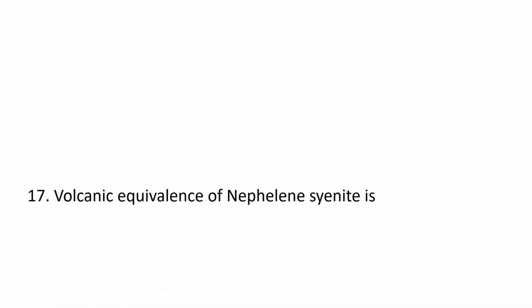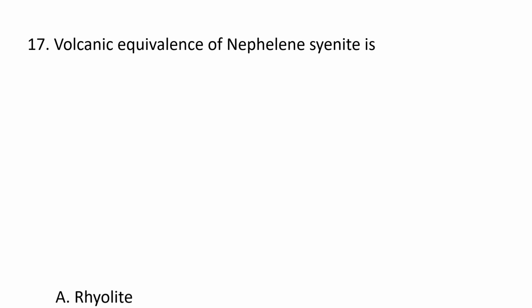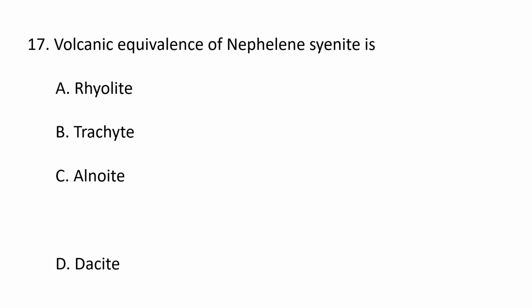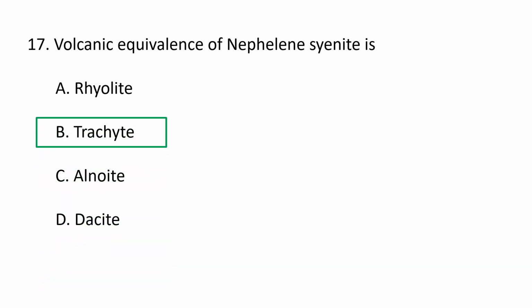Next question. Volcanic equivalent of nepheline syenite is A. Rhyolite, B. Trachyte, C. Alnoite, and D. Dacite. So volcanic equivalent of nepheline syenite is known as trachyte. Trachyte is an extrusive igneous rock and it is composed mostly of alkali feldspar. Generally it is light colored and aphanitic, very fine grained, with minor amounts of mafic minerals and is formed by the rapid cooling of lava enriched with silica and alkali metals. So that's why it is known as an extrusive igneous rock. It is the volcanic equivalent of syenite. So B. Trachyte is the correct answer.